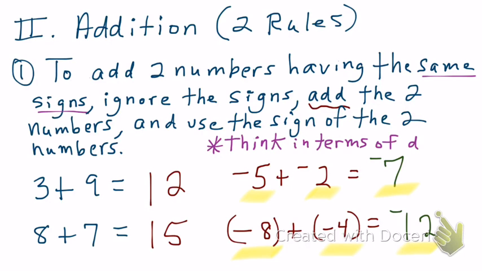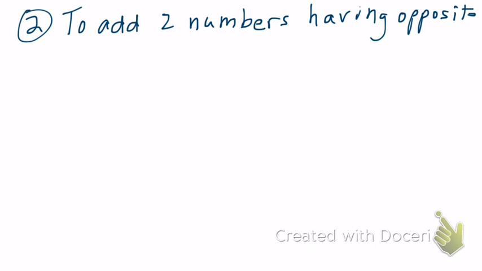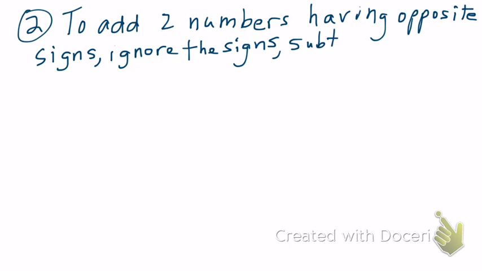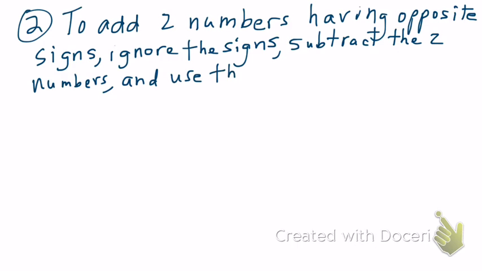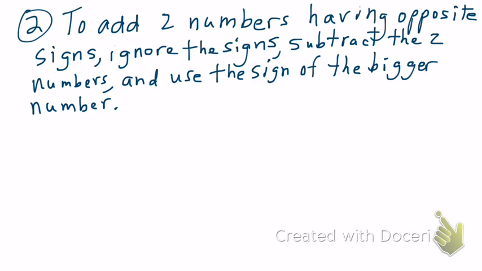So think in terms of debt. To add two numbers having opposite signs, again we're going to ignore the signs, subtract the two numbers, and use the sign of the bigger number. Now the key word here is to subtract the two numbers. So let's go ahead and do an example.